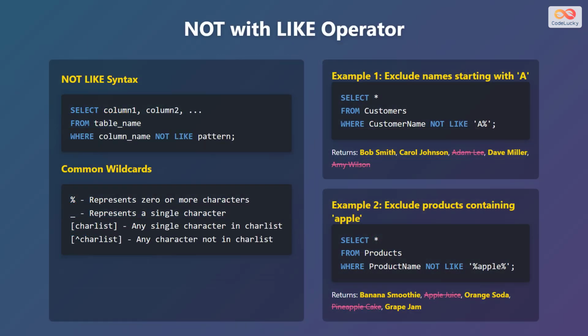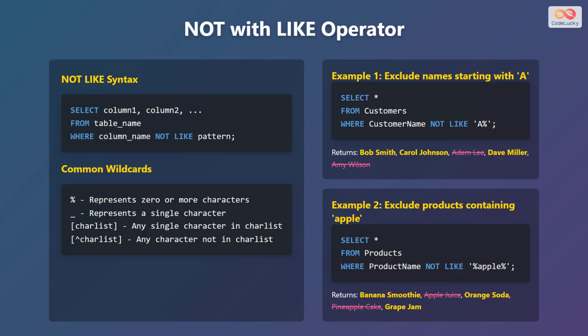The syntax for using NOT with the LIKE operator is SELECT column1, column2, and so on FROM table_name WHERE column_name NOT LIKE pattern. Common wildcards used with LIKE include the % sign, which represents 0 or more characters, the underscore, which represents a single character, [charlist] in square brackets, which represents any single character in the charlist, and a caret followed by [charlist] in square brackets, which represents any character not in the charlist.